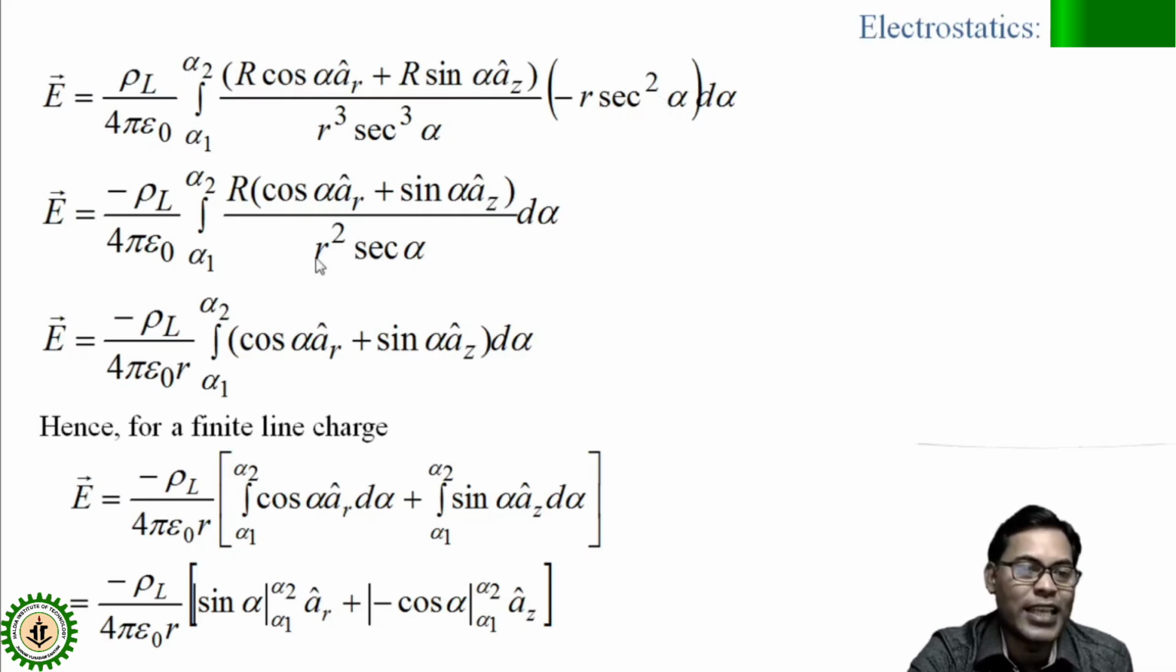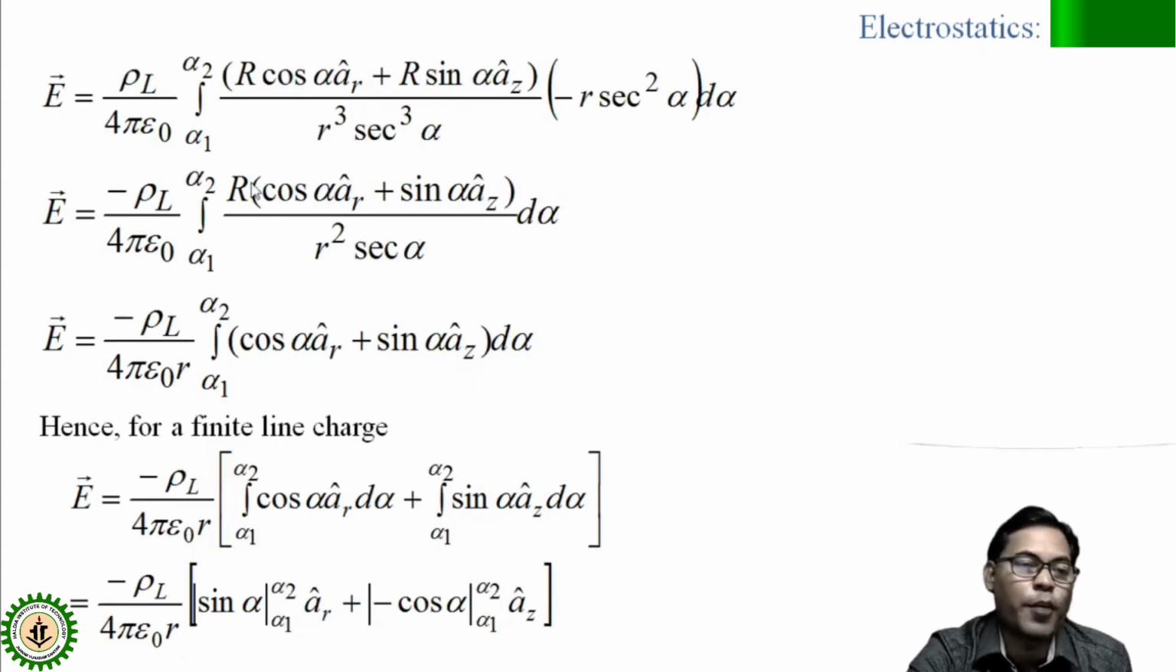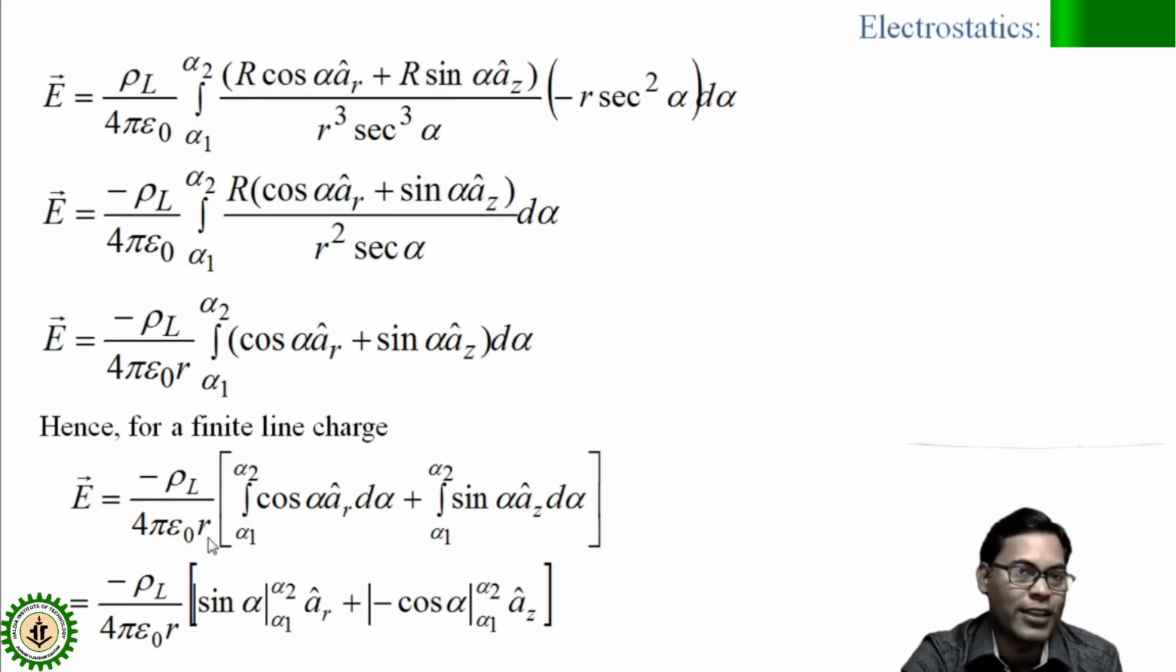Now you see that in this expression, if we consider only r into r sec alpha, this r sec alpha means capital R. So here r sec alpha will be equal to capital R. So capital R cancelled out, and this r is taken outside the integration, because r is the perpendicular distance from the z axis of the point of our interest, where we are going to find out the electric field intensity. So that r is taken outside, that is constant.